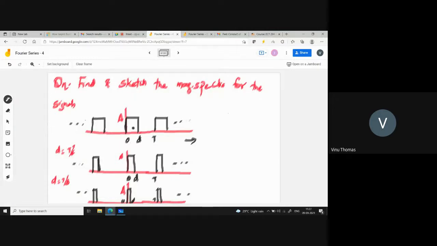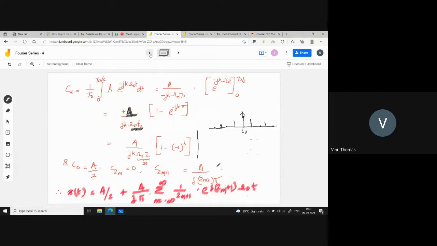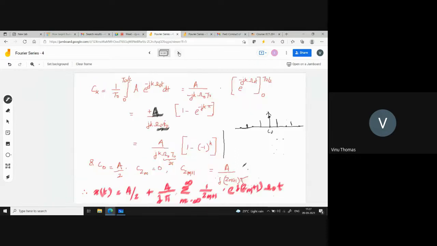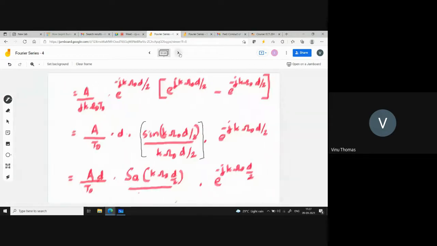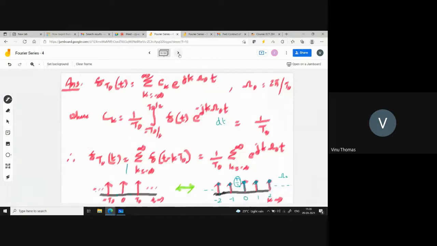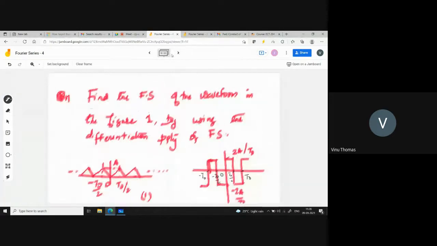You have done this previously, and before that we had evaluated the Fourier series of this square wave. Okay, so we will need that result here. Or you can do that even directly.